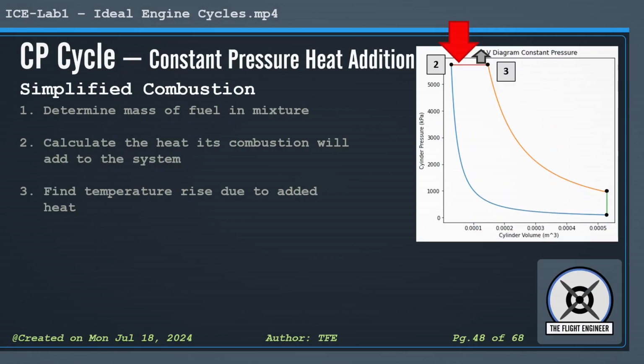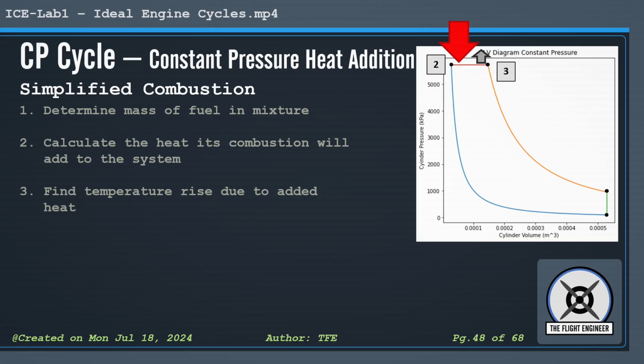Instead, we'll jump right to the constant pressure heat addition. This is going to start very similarly to the combustion event during the CV cycle, and we'll use many of the same equations, just with a twist near the end. As before, we need to know the mass of the fuel, we still need to calculate the heat its combustion will add to the system, and find the temperature rise.